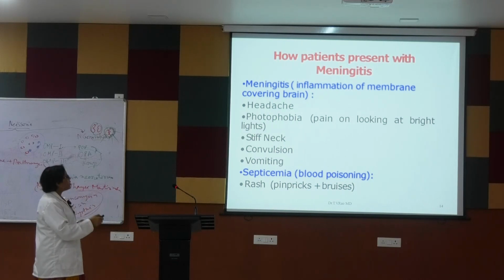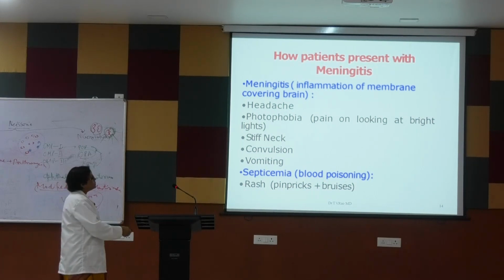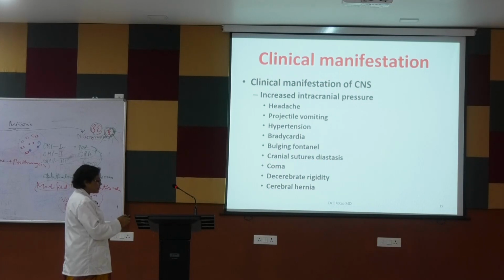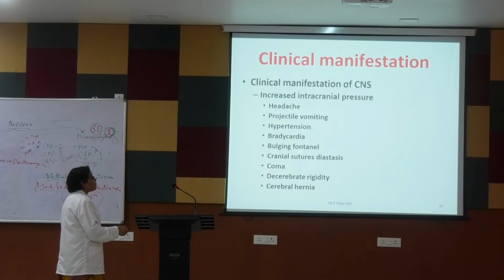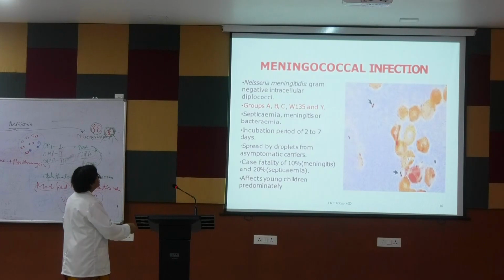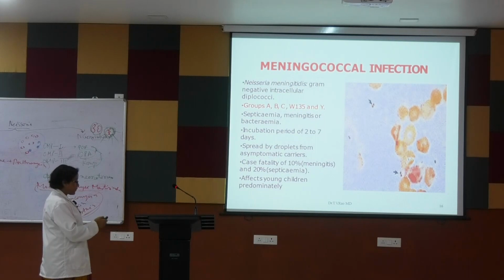Now, symptoms: headache, photophobia, stiff neck, convulsion, vomiting, septicemia, rash. Other symptoms are hypertension, bradycardia, bulging fontanelle, fatigue, coma, cerebral edema, herniation, and if untreated, death. This is in groups A, B, C, W135 and Y.